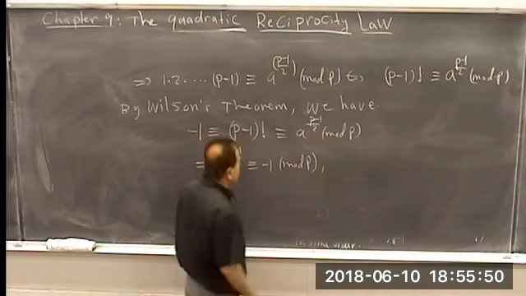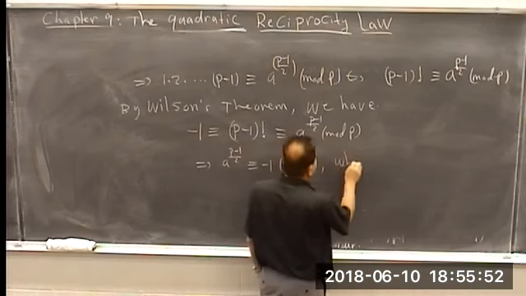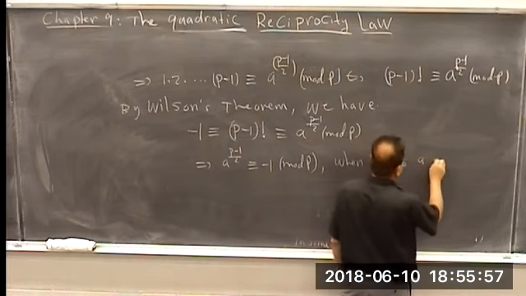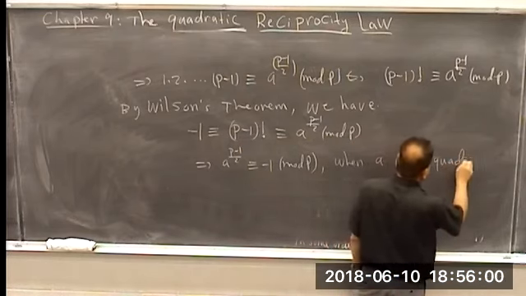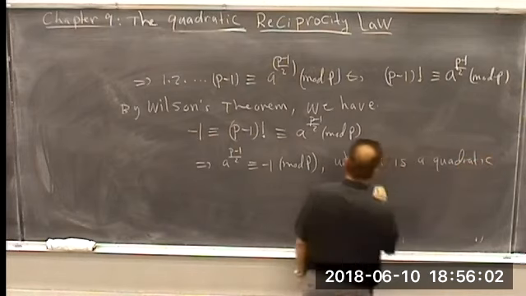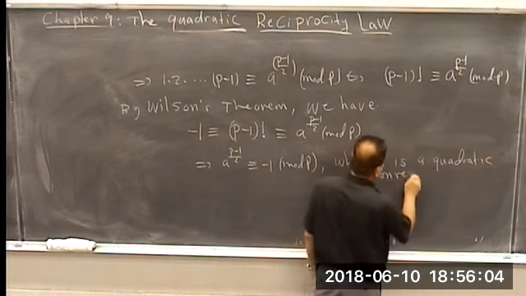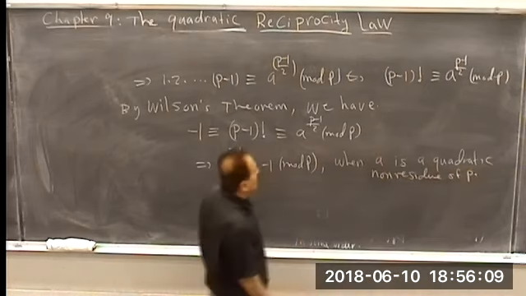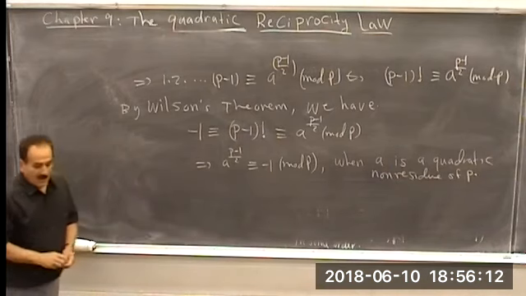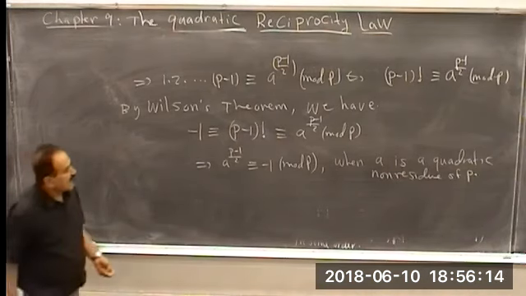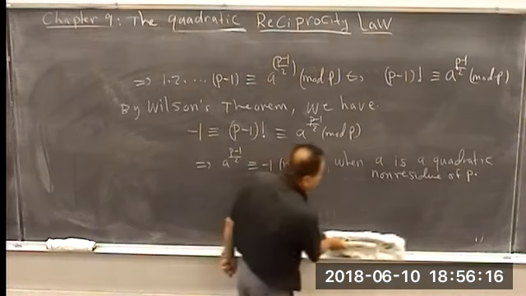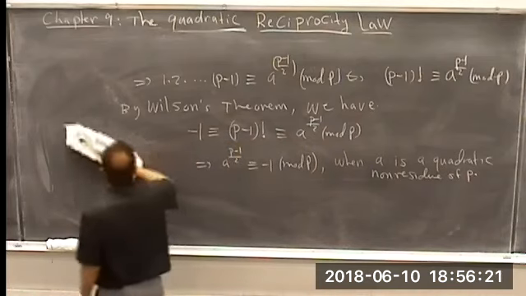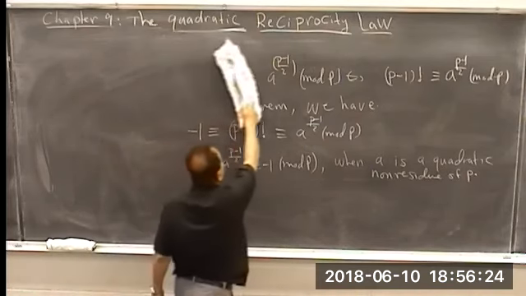Now remember this one, when that's our choice, when A is a quadratic non-residue. So we took care of that quadratic non-residue. All right, the other case, when A is a quadratic residue, we need a slightly different argument, or actually a modification of this argument.